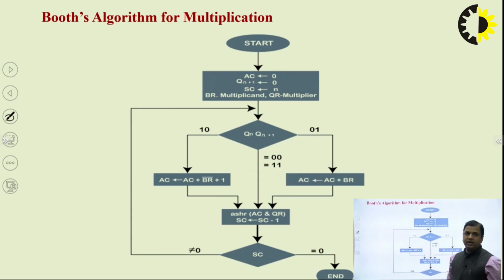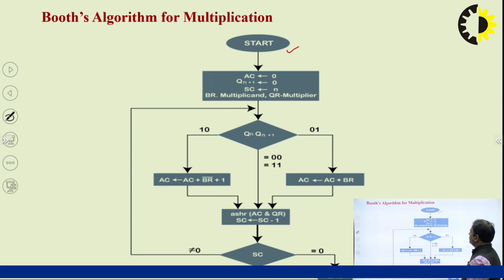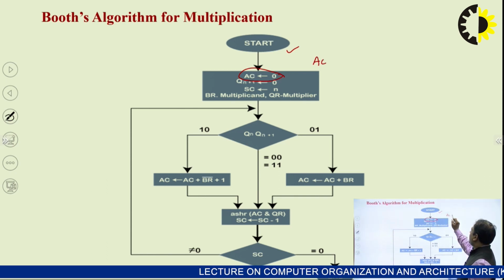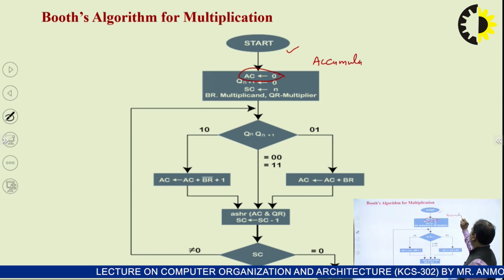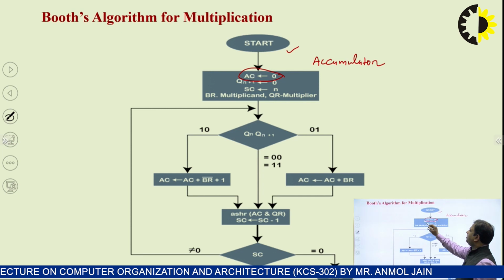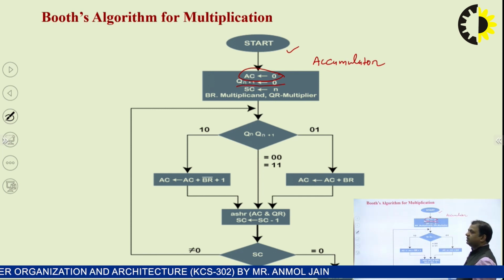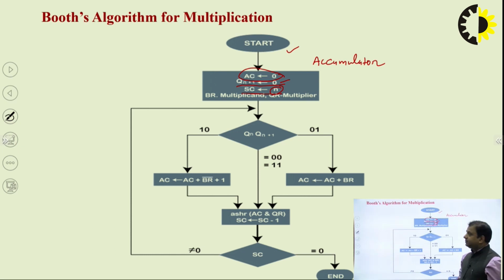So Booth's algorithm for multiplication says that before starting the process we do certain preparation. Number 1, we initialize the accumulator with 0, AC equals accumulator. Qn plus 1 should be initialized with 0, and the SC, that is the sequence counter, equals n, right? Then BR contains the multiplicand and QR is having the multiplier.